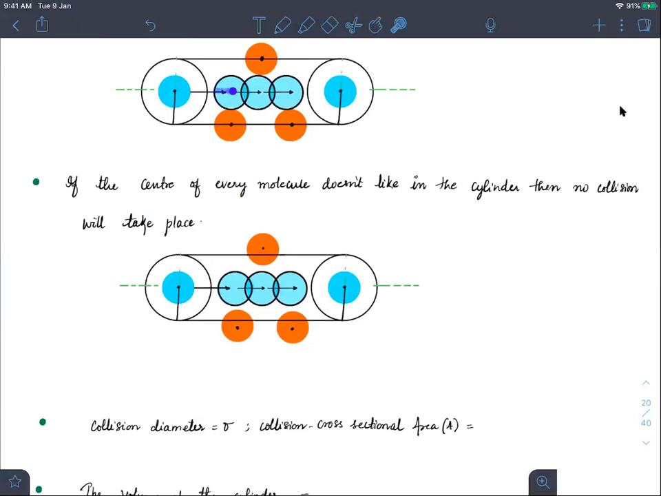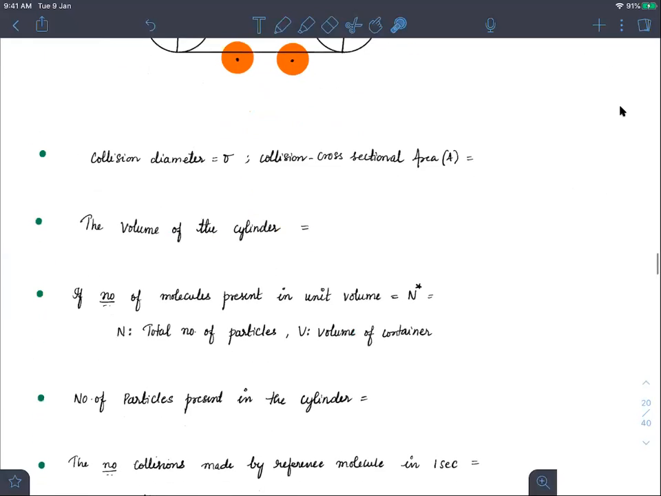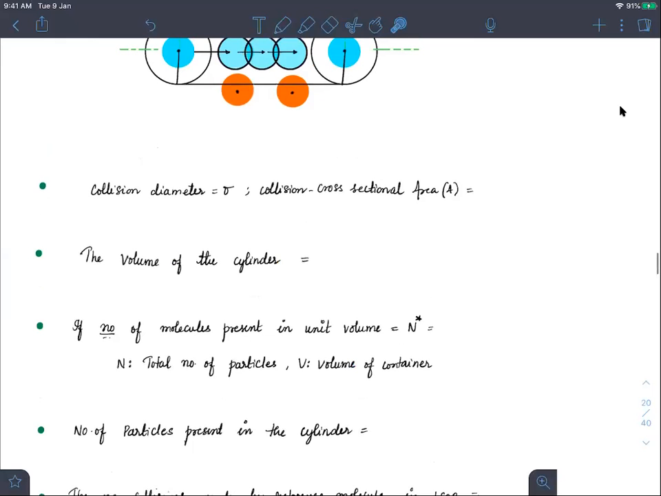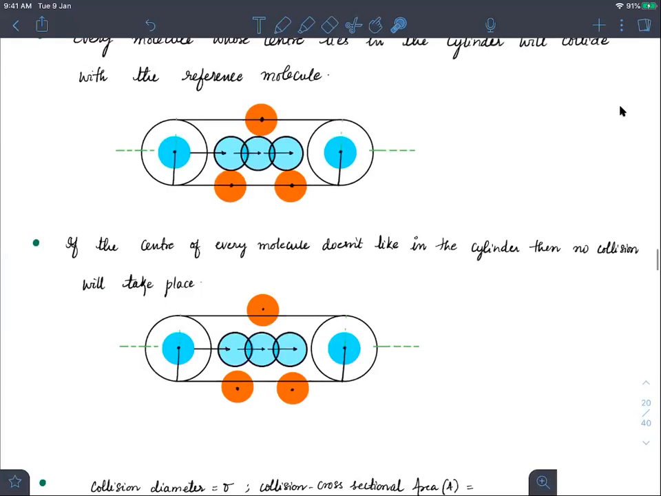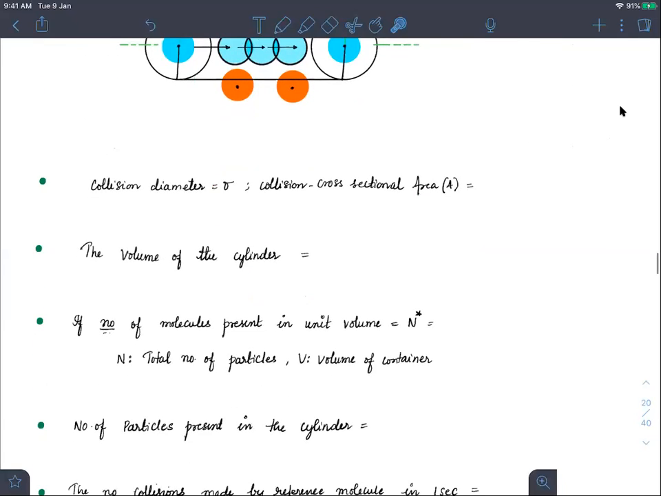And it will touch all the other particles as long as their center is falling in the cylinder. Everybody understood that? Okay. Collision diameter: the diameter at the point of collision, the distance which is the same as the diameter of the particle, right? So that's what we call the collision diameter. The collision diameter is sigma only.